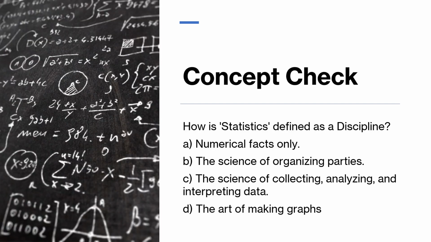Quick concept check. How is statistics defined as a discipline? A, numerical facts only. B, the science of organizing parties. C, the science of collecting, analyzing, and interpreting data. Or D, the art of making graphs? The correct answer here is the science of collecting, analyzing, and interpreting data.